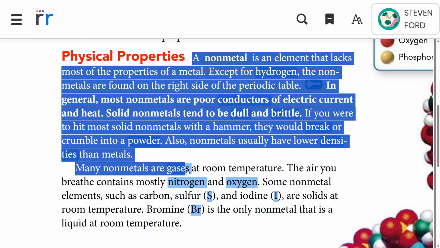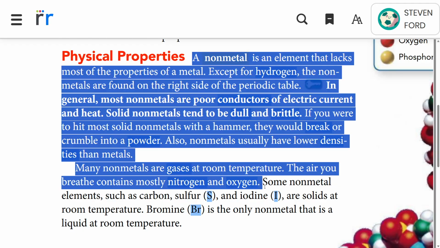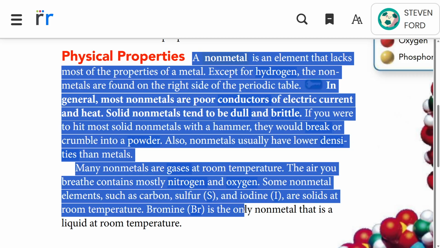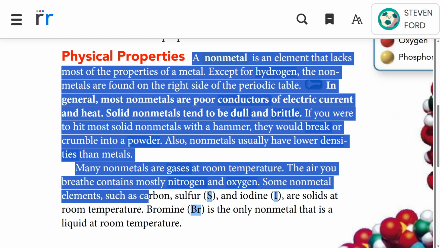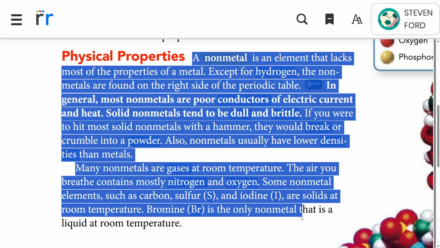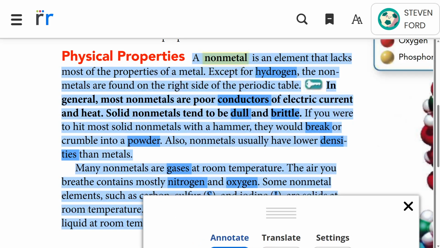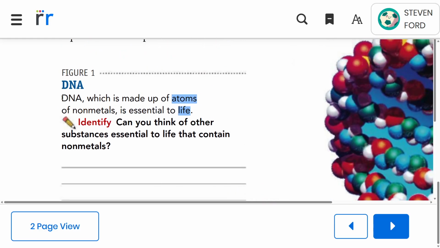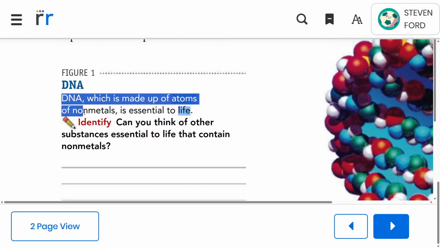Many nonmetals are gases at room temperature. The air you breathe contains mostly nitrogen and oxygen. Some nonmetals, such as carbon, sulfur, and iodine, are solids at room temperature, but bromine is the only nonmetal that is a liquid at room temperature. DNA is made up of atoms of nonmetals and it is essential to life.